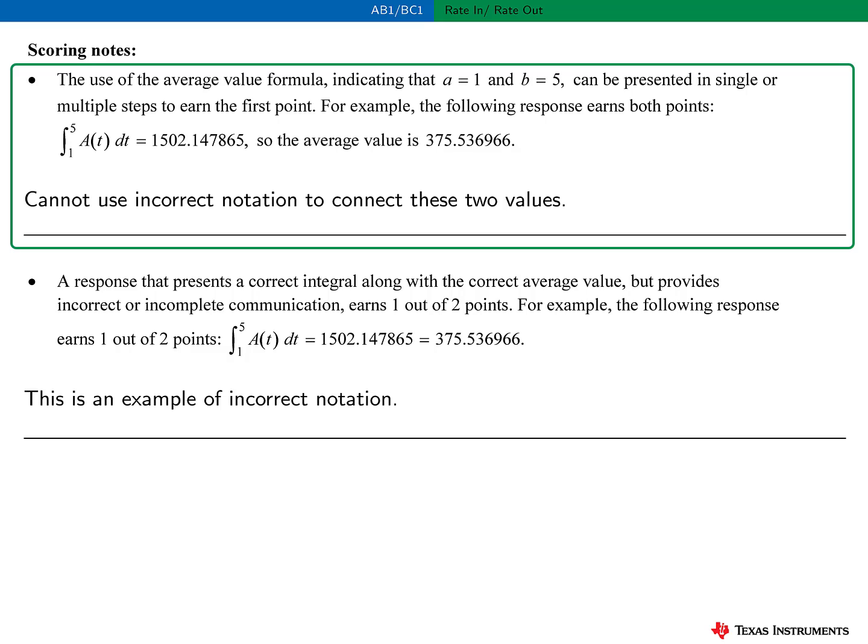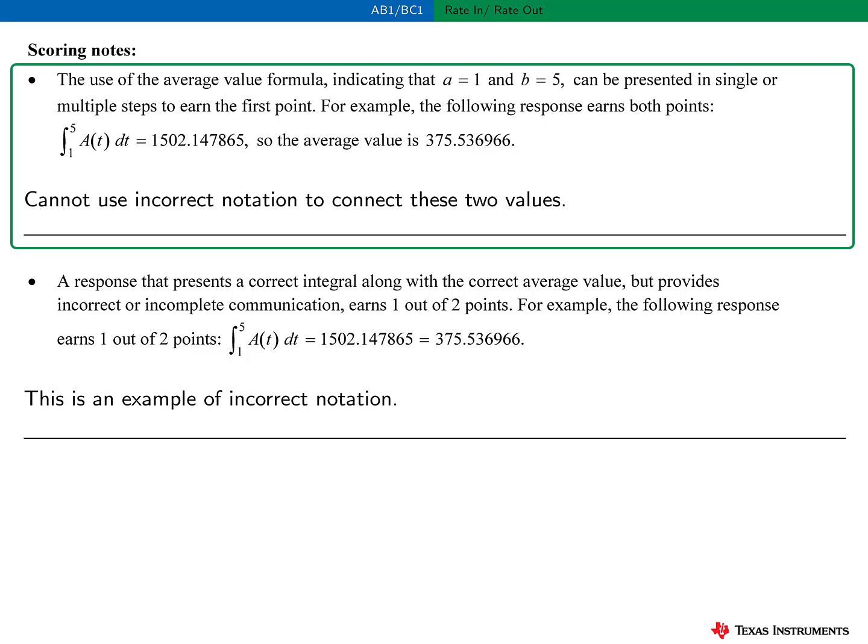The use of the average value formula can be presented in a single step, over multiple steps, or even implied. Here's an example response that earns both points. The use of the average value formula, the definite integral multiplied by 1/4, is implied. Note, however, that the response cannot use incorrect notation to connect these two values. That is, 1502.148 cannot be set equal to 375.537 in some sort of train of thought process.